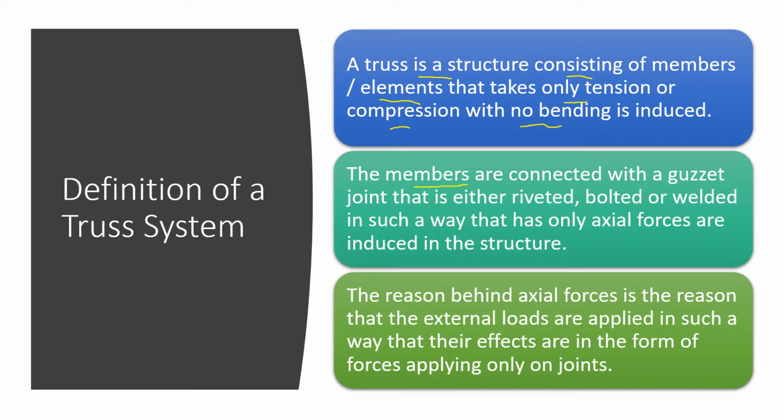Then the members are connected with a gusset joint, that is, we can rivet it, bolt it, or weld it, so that it has only axial forces induced in these members. The reason behind these axial forces is that the external loads applied have their effects in the form of forces applied only at joints.